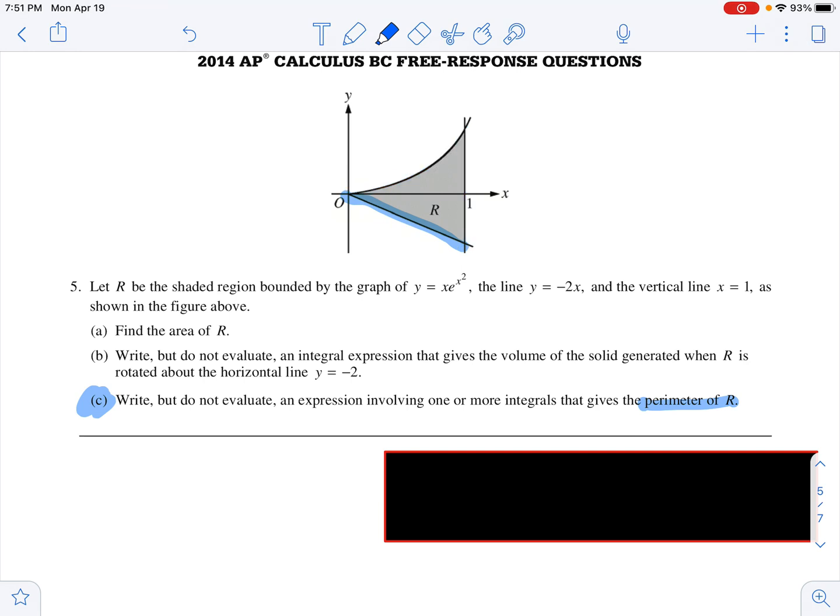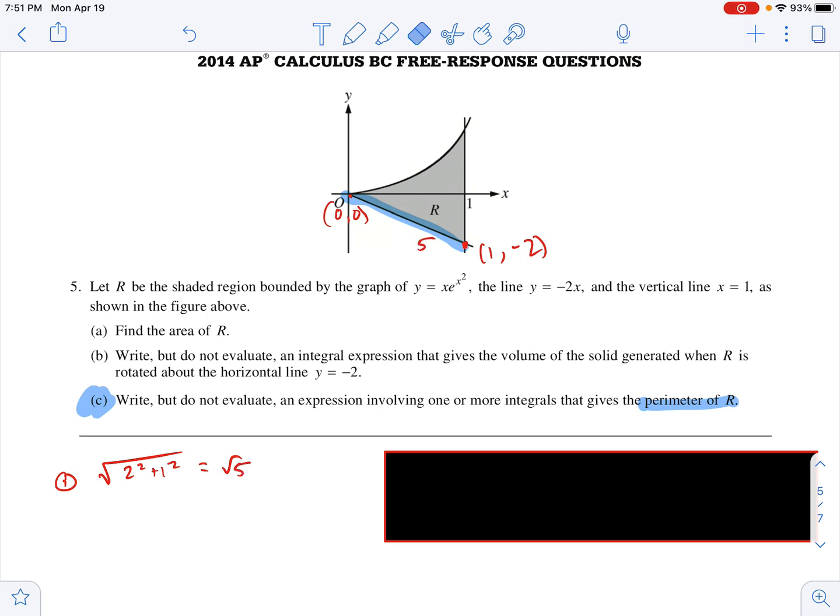For the first part, we know that this point is at (1, -2), and this point is at (0, 0). And so the length of that part is quite simple. That first part here is going to be just the square root of 2 squared plus 1 squared, which is just radical 5.